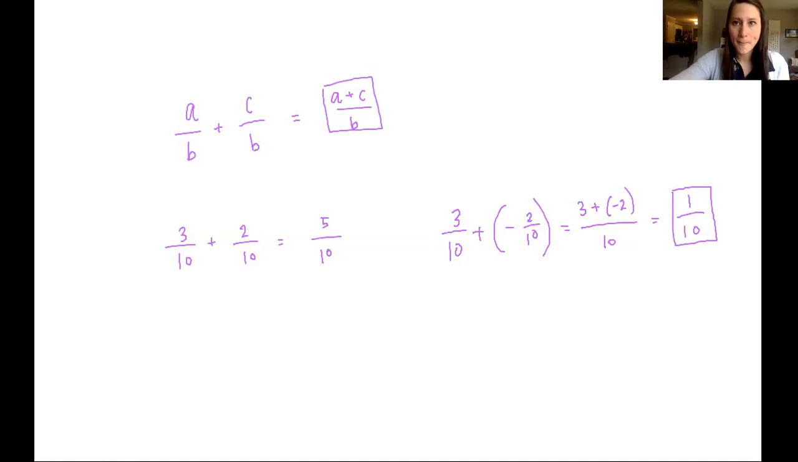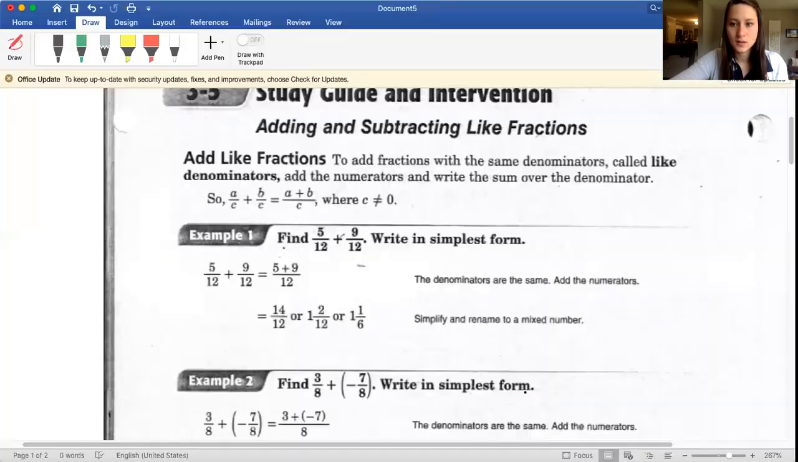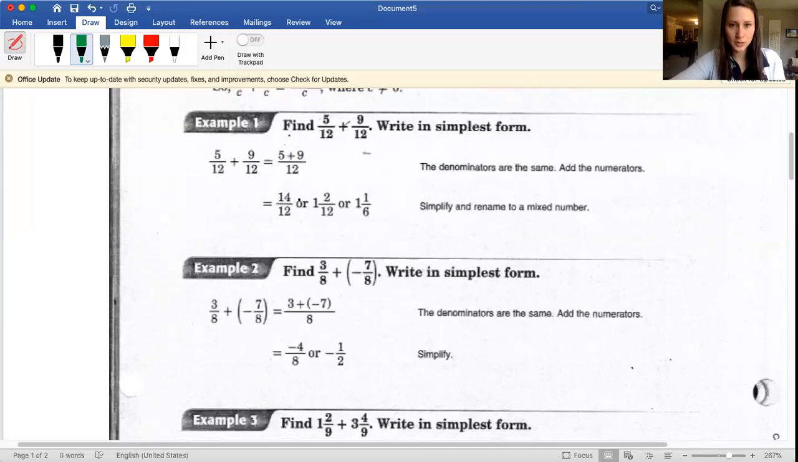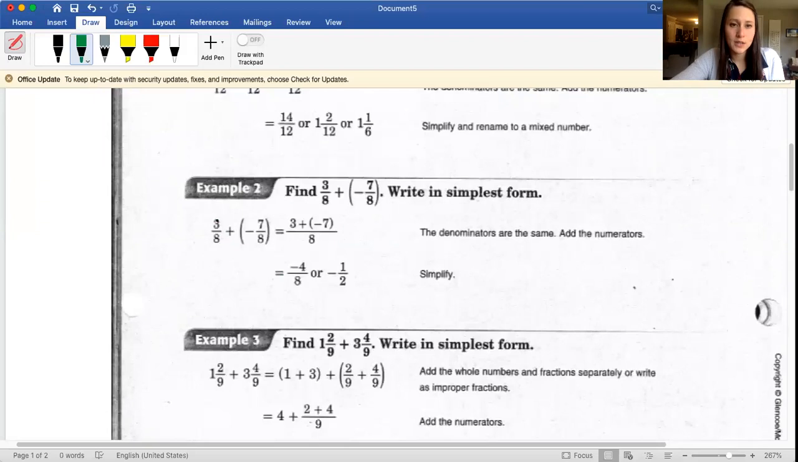So let's do a few practices. And here's some examples that show you what you're doing here. 5 over 12 plus 9 over 12, you just add up the numerators, and that would be 14 over 12. And don't forget to write it as a mixed number if you can, and simplify it if you can. So down here, we've got 3/8 plus negative 7/8. 3 plus negative 7 is negative 4, so it's negative 4/8. And then we want to simplify this as negative 1/2.